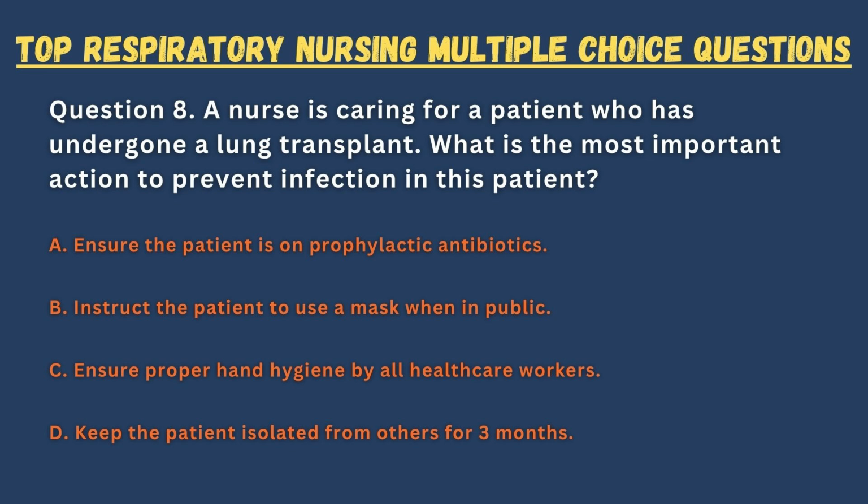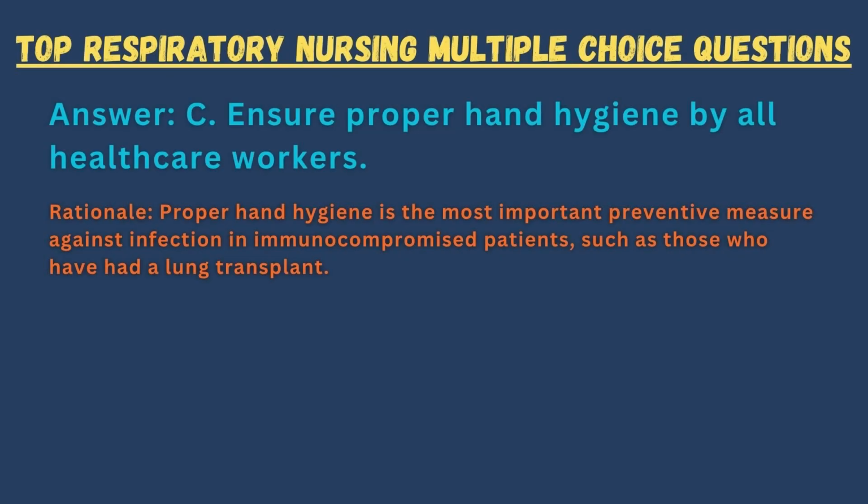Ensure the patient is on prophylactic antibiotics. B. Instruct the patient to use a mask when in public. C. Ensure proper hand hygiene by all healthcare workers. D. Keep the patient isolated from others for 3 months. Answer. C. Ensure proper hand hygiene by all healthcare workers.